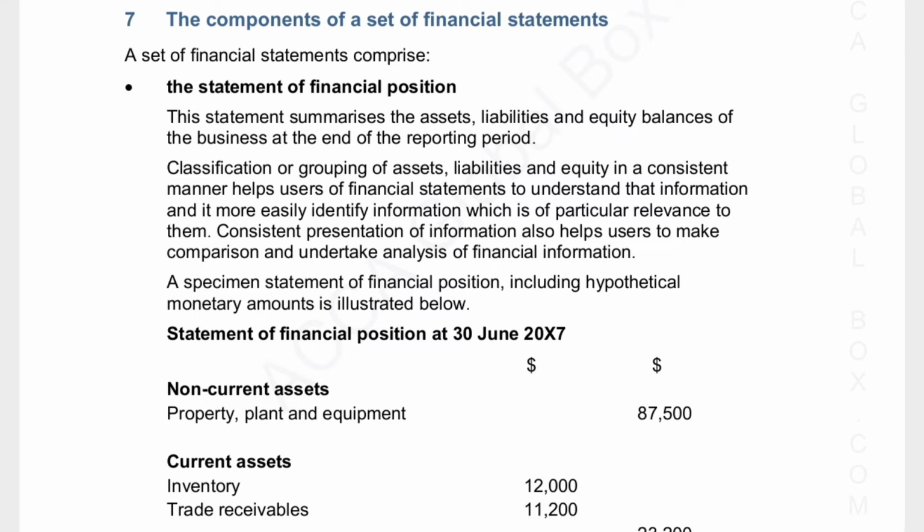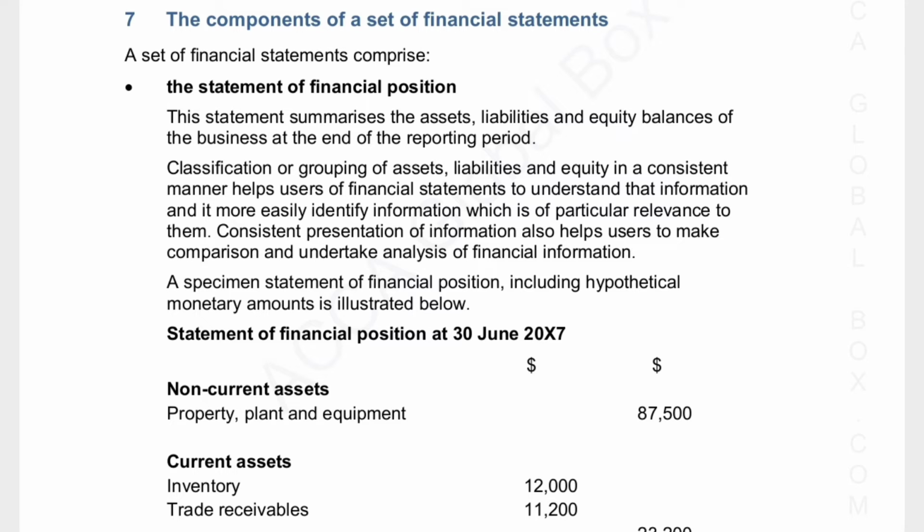So there are mainly 5 types of financial statements. First one is the statement of financial position, which we also know as the balance sheet. Then we have the statement of profit and loss, which we also know as the income statement. Third, we have the statement of cash flows, then the statement of changes in equity, and then notes to the financial statements.